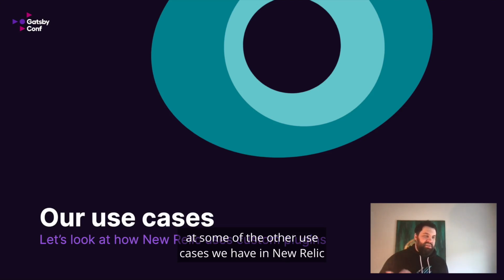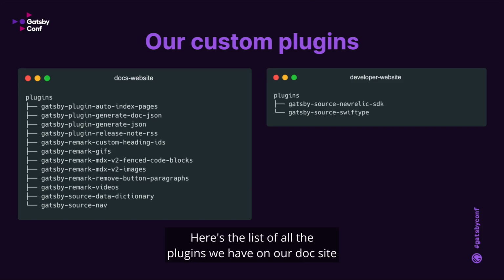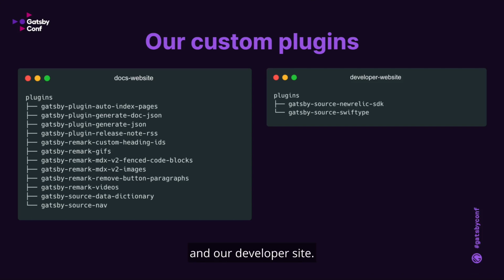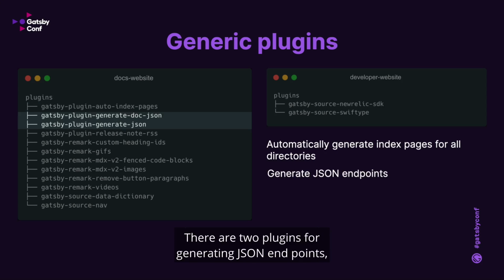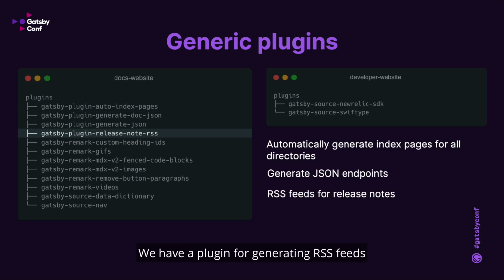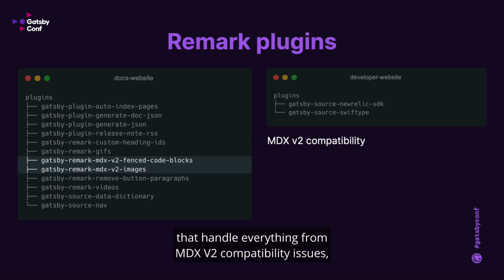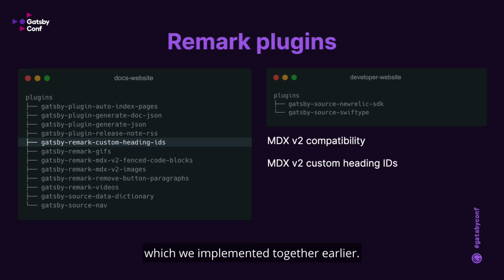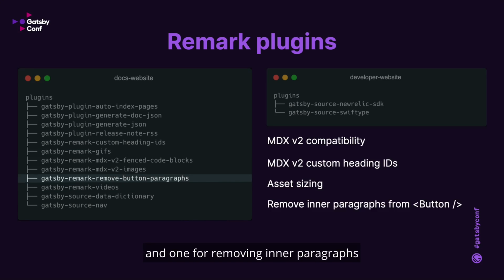So with that, let's take a look at some of the other use cases we have at New Relic for custom plugins. Here's a list of all the plugins we have on our doc site and our developer site. We have a mix of generic plugins, which handle everything from automatically generating index pages for all directories, which we talked about earlier. We have 2 plugins for generating JSON endpoints, one of which we implemented together. We have a plugin for generating RSS feeds for our release notes. We have some Remark plugins that handle everything from MDX v2 compatibility issues to our custom heading IDs, which we implemented together earlier. We have a couple for asset sizing and one for removing inner paragraphs from our button component.